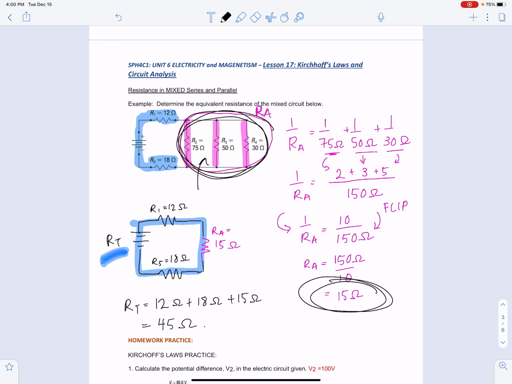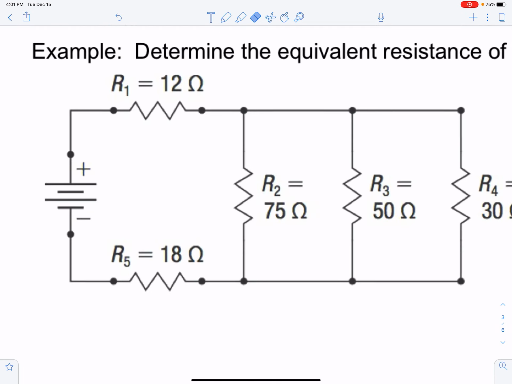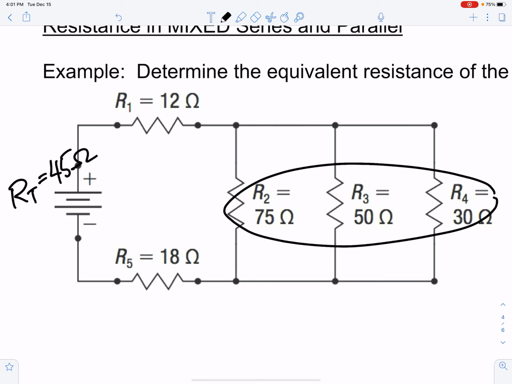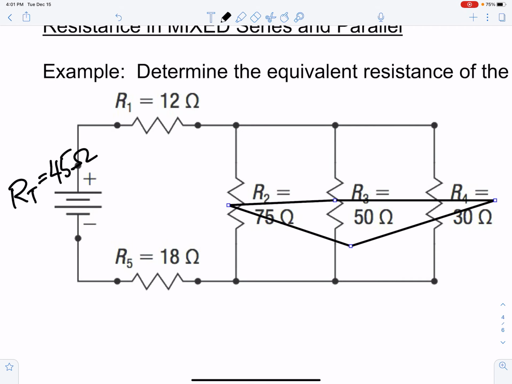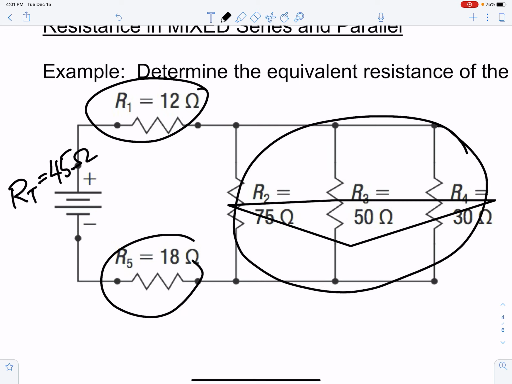I'm just going to, for a second, erase all of this so we can see it nice and clearly. The total resistance for this entire mixed series and parallel circuit is 45 ohms. And we did that by first calculating the total of these 3 and then adding this one plus all of this, which was 15 ohms.